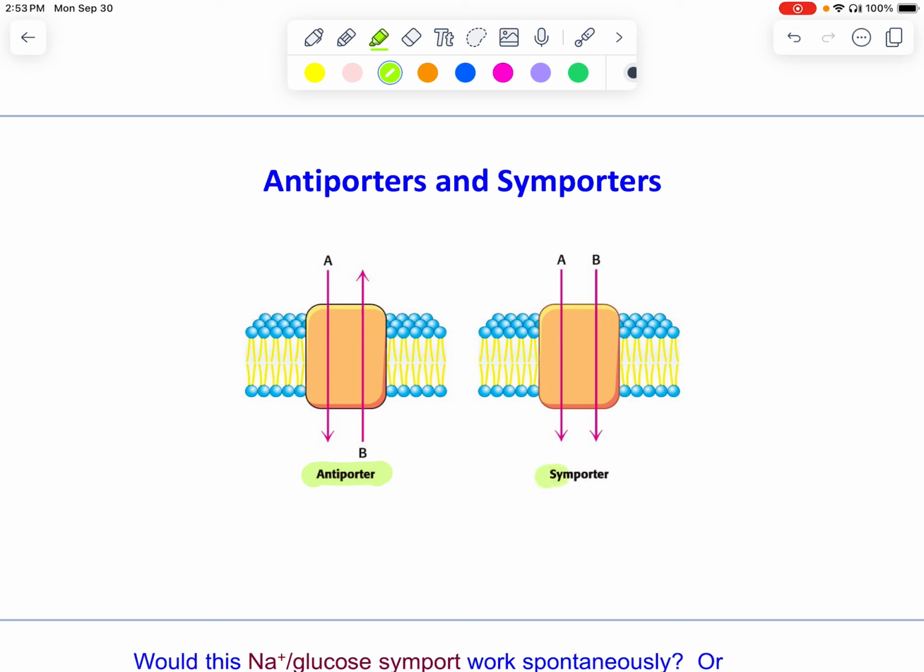In a symporter, both molecules or ions are going in the same direction, and usually one is going with the gradient and helping push the other one against the gradient.